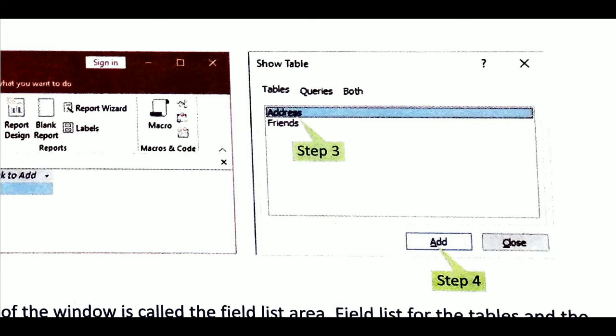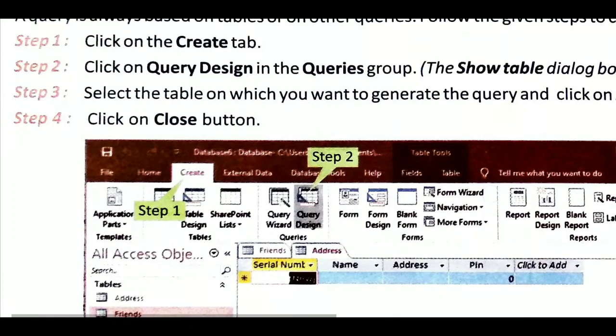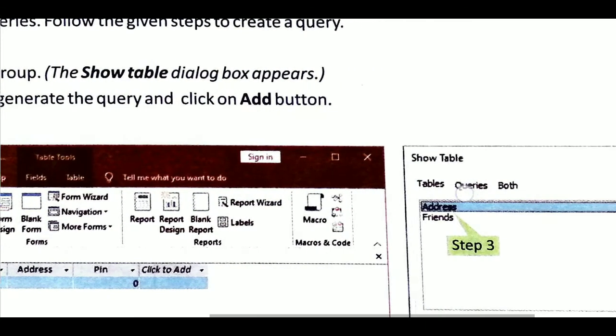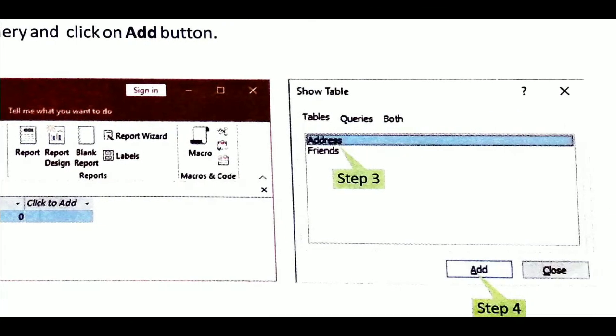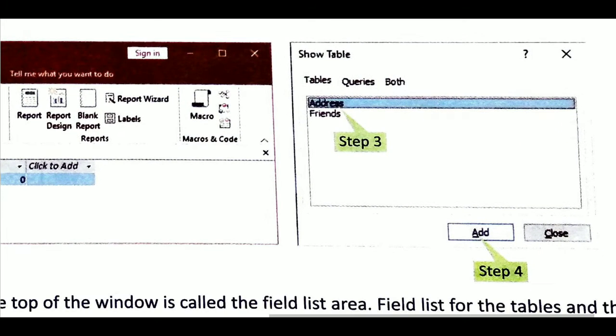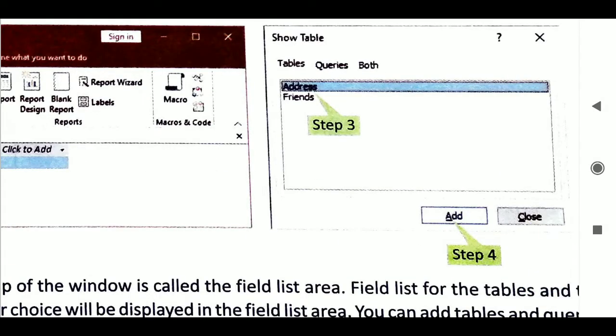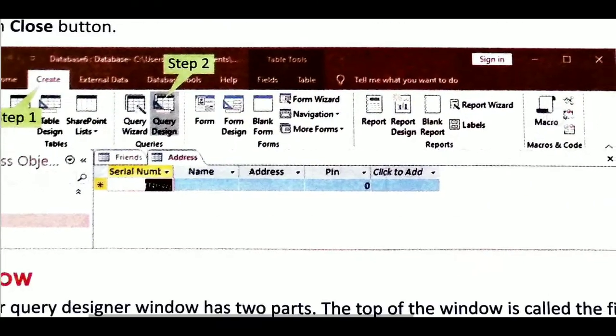These are the fields of the table. Select the table on which you want to generate the query, and click on the Add button. So these are the tables, Address and Friends. Two tables are there, through which you can ask a question. It means the table from which you want the information. As I took the example, the address of my friend, the Address table is there. Select the address, like it's selected, and click on Add here. So if you click Add, it will be added.